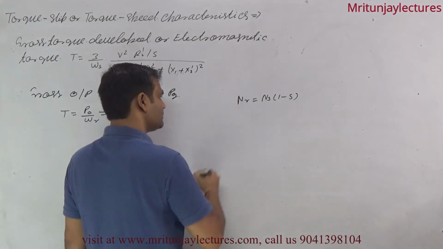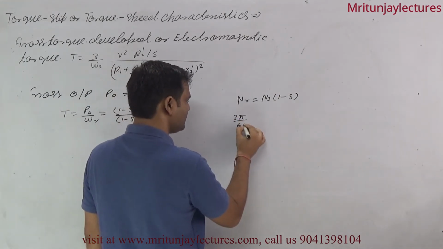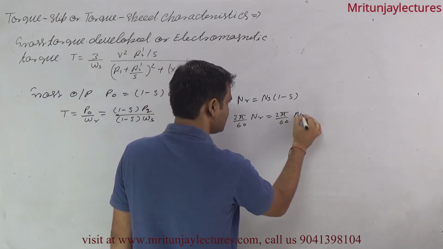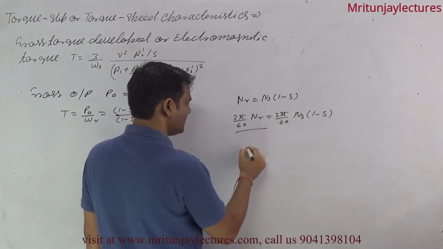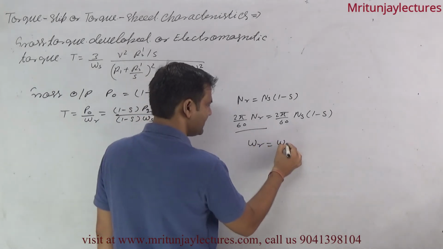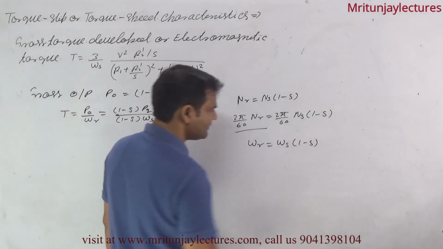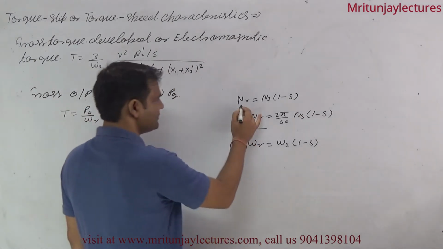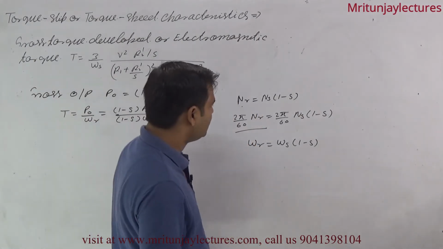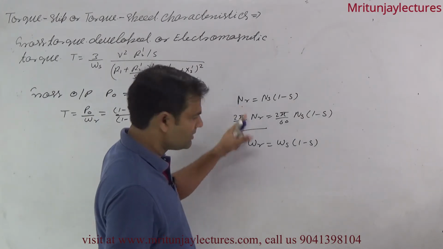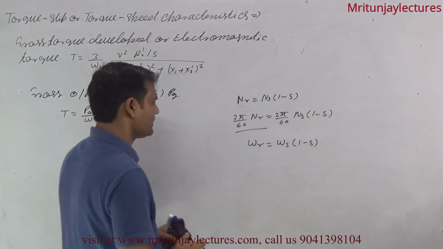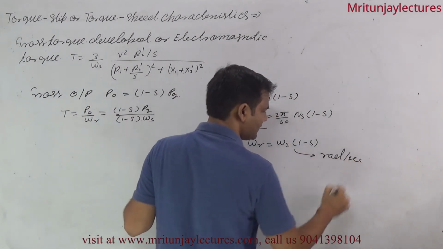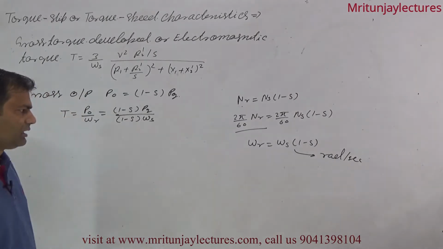Clear? So if we multiply by 2 pi by 60 on both sides, that is 2 pi by 60 into Ns into 1 minus S. What about this one? This is omega R. This is omega S into 1 minus S. Okay. This one, the unit is RPM, and this one is radian per second. Okay, units like this.